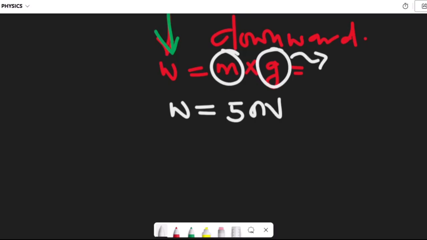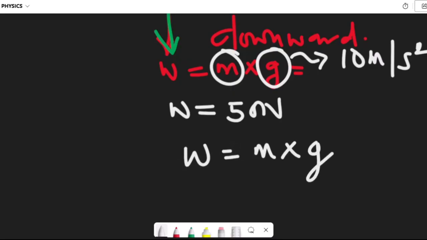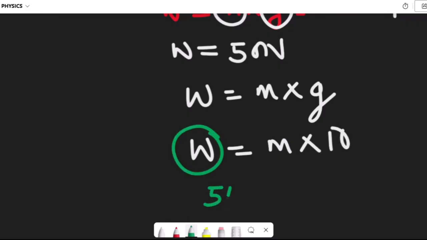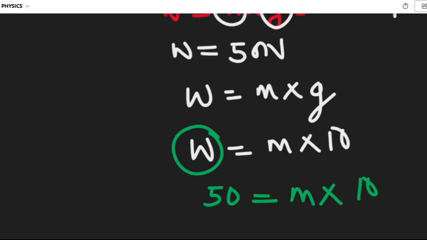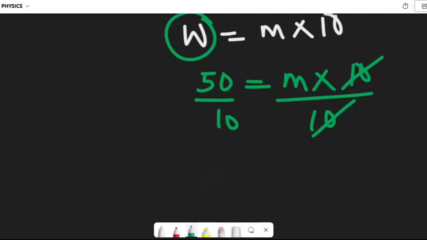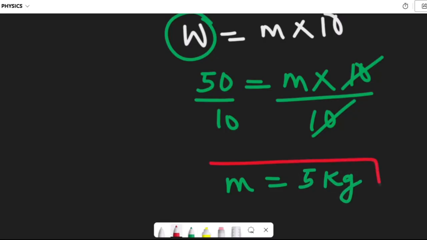Recall that gravity is a constant value which gives us 10 meter per second squared. So when I say weight equals m times g, my m is what I'm looking for. My gravity is 10, while my weight is given as 50. So I'll say 50 equals m times 10. When I divide both sides by 10, this cancels out. Then I'm left with m equals 5 kilograms. I've literally gotten the mass of the body.